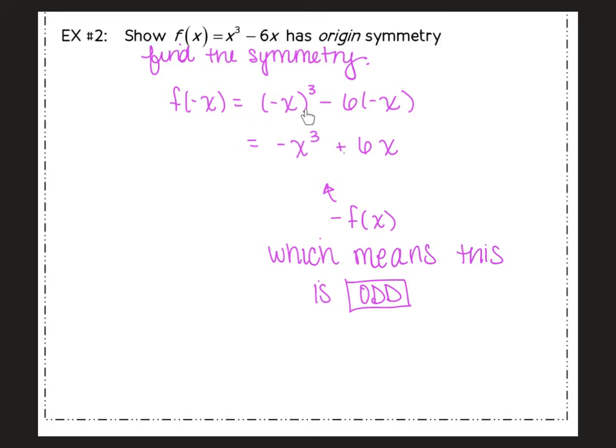You're plugging in a negative x for all of your x's. A negative x to an odd exponent will change the sign of the term, so now that term is negative. Negative exponent, this is technically still an odd exponent, it's a 1. It's going to change the sign of the term. So when you're looking at this, it's exactly the opposite of what we started with. We have all of our terms are opposite signs, meaning that it's negative f of x, which then tells us that this is an odd function.